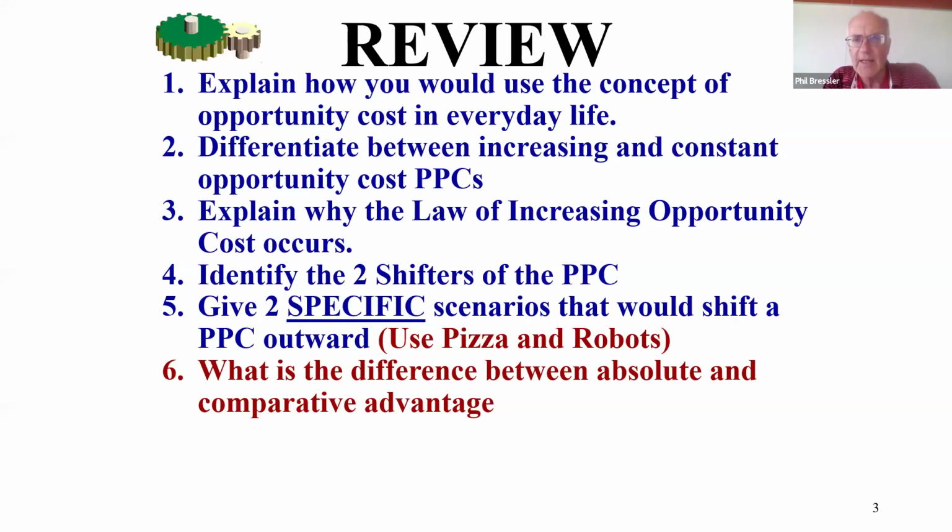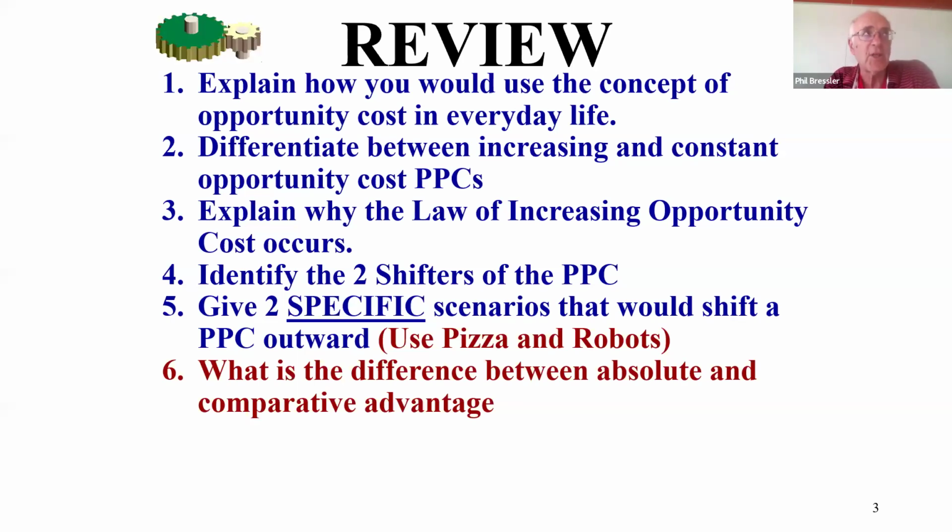If there was new technology, or human resources increased, that would affect both pizza and robots, so the production possibilities curve would shift out. And you could say if there was technology that improved robots, the production possibilities curve would only shift out for the robots.